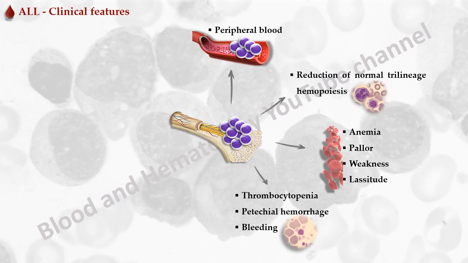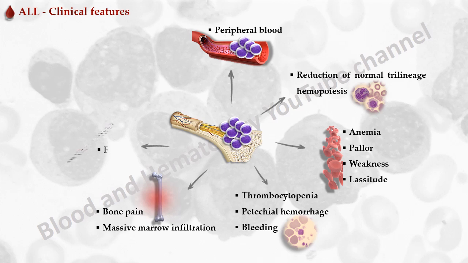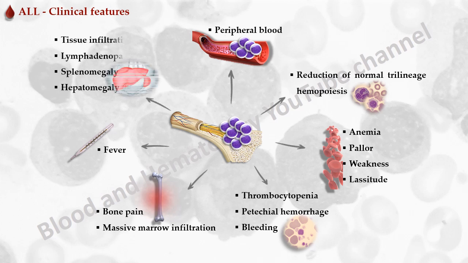thrombocytopenia. Bone pain is a common complaint, especially in children, and is related to massive marrow infiltration with leukemic cells. Fever is present in more than one-half of patients, but despite neutropenia, bacterial infection at diagnosis is not common. Tissue infiltration in the form of lymphadenopathy, splenomegaly and hepatomegaly, generally of moderate degree, are present in 50 to 80% of cases.